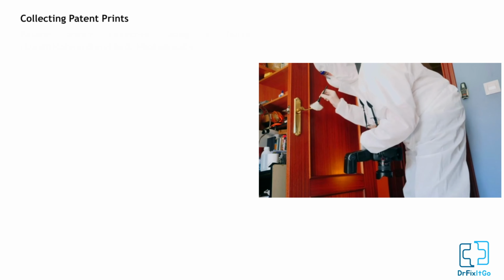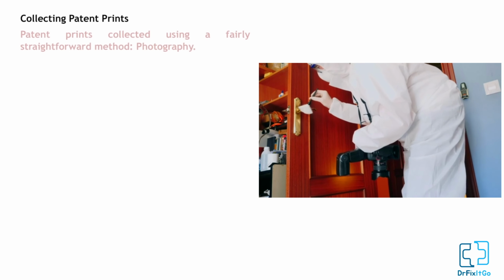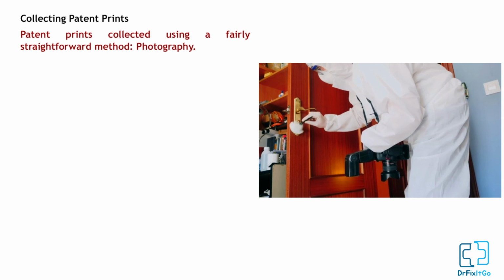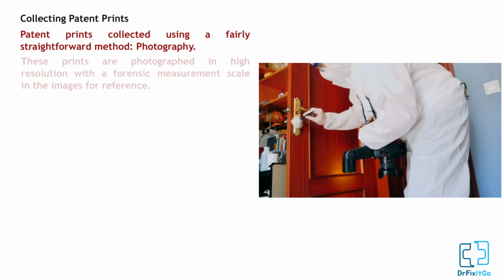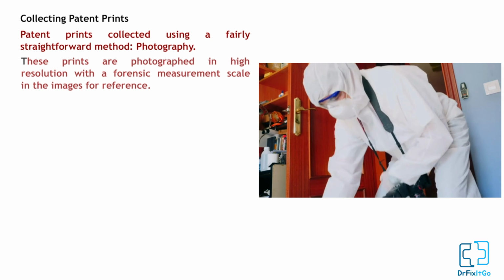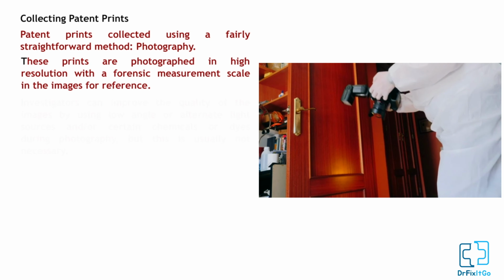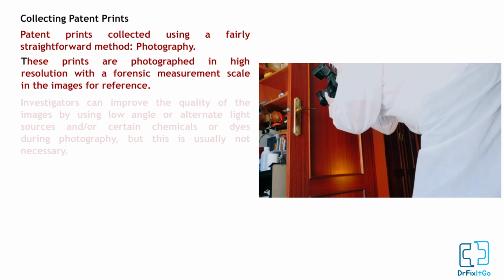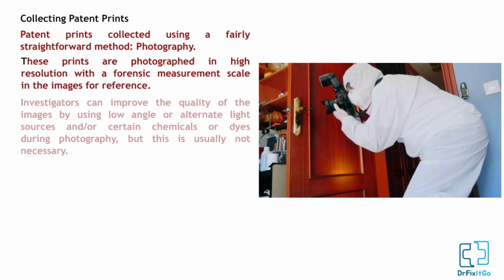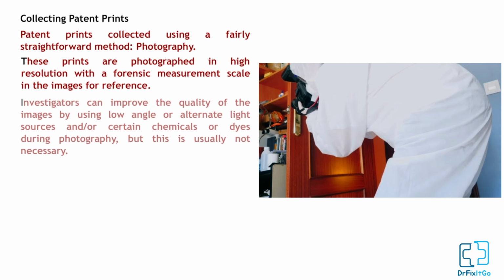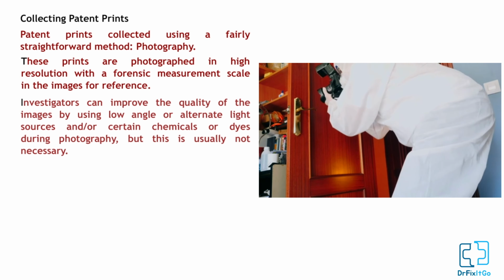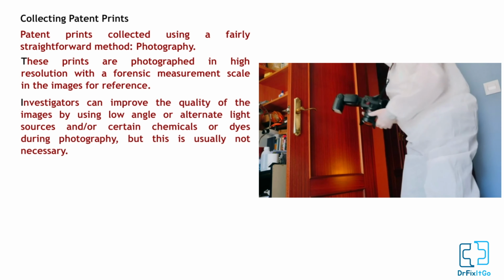Collecting patent prints. Patent prints are collected using a fairly straightforward method. Photography. These prints are photographed in high resolution with a forensic measurement scale in the image for reference. Investigators can improve the quality of the images by using low angle or alternate light sources and/or certain chemicals or dyes during photography, but this is usually not necessary.